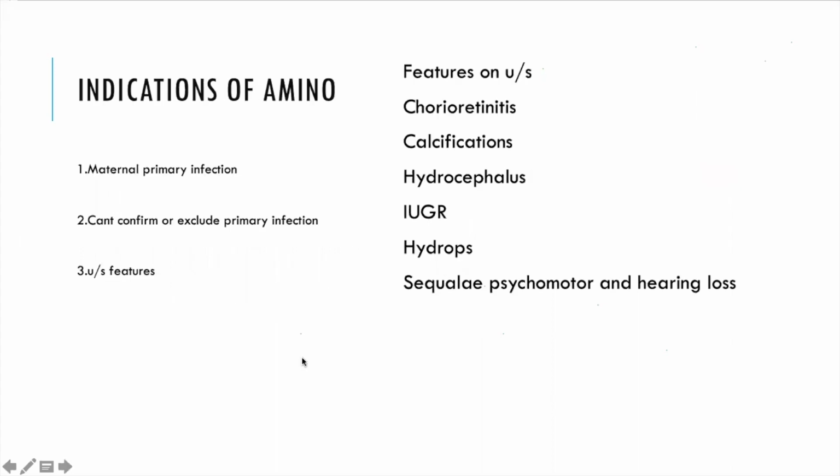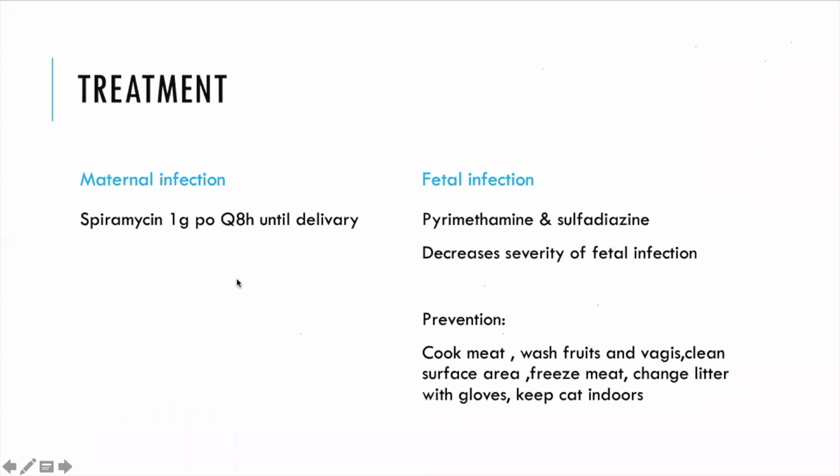So indications to do amniocentesis in cases of toxoplasmosis: if this is a maternal primary infection and you can't confirm or exclude primary infection, or if you have ultrasound features, like chorioretinitis, calcification. So the treatment for maternal infection.